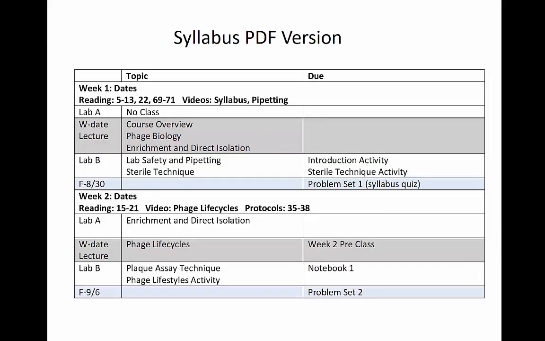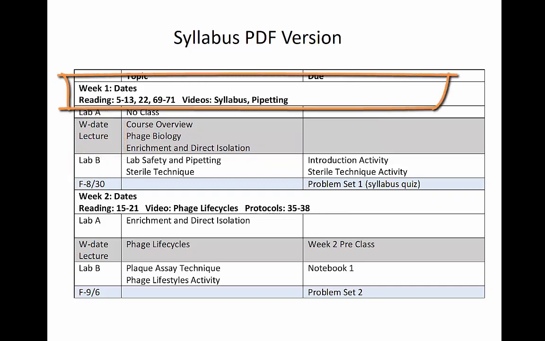A PDF version of the course syllabus that looks like this version can be found on Canvas by clicking on the Syllabus PDF link on the home page or going to the Course Information folder in the Files section. Each week is divided into a Lab A period the first time that your lab meets for the week, either Tuesday or Wednesday, and a Lab B the second time that your lab meets for the week, either Thursday or Friday. There's also a Wednesday lecture that is attended by all Phage students at 3 p.m.